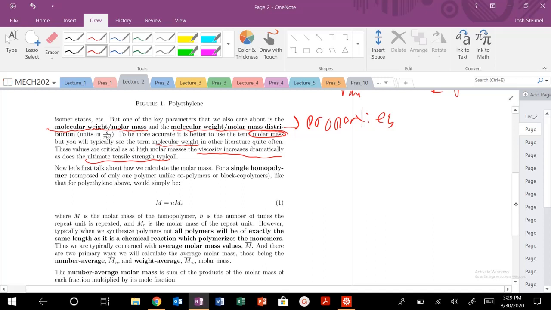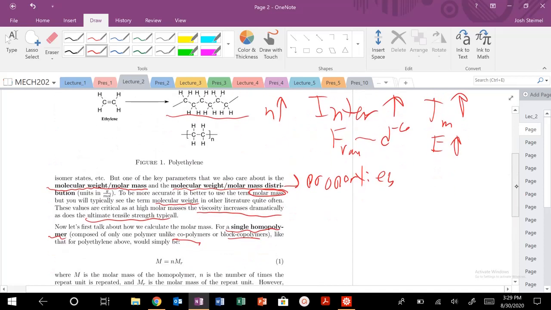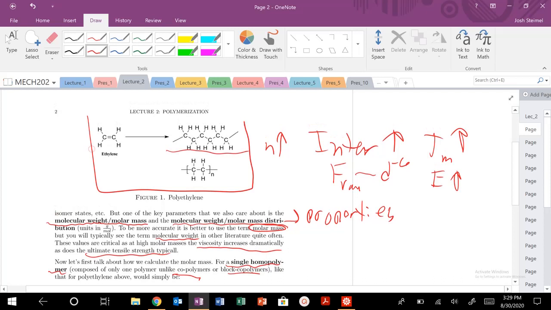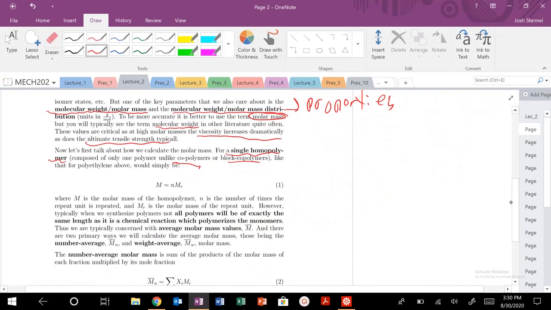So how do we calculate molecular mass, molecular weight? Well, if we're dealing with a single homopolymer, and we're going to talk more about copolymers and block copolymers in a bit, let's just think of an example of a simple homopolymer, like polyethylene right here, which is formed via chain growth. More on that later. Sometimes called an addition reaction. Chemistry is coming, beware. But don't worry, it's just chemistry. It's easy, at least for us.